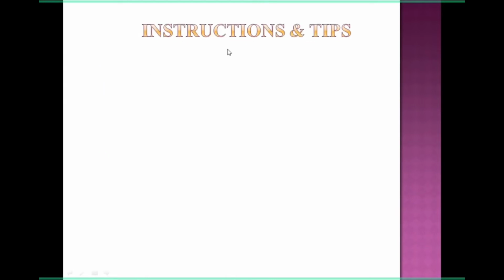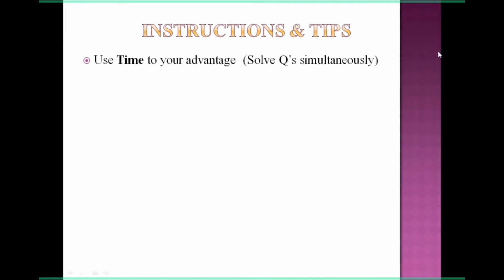So let's talk about instructions and tips for IELTS reading. First one is use time to your advantage. What does that mean? That means you have to solve the question simultaneously. Like in passage 1, suppose you get 6 true false and 7 MCQs. So while solving true false, you have also keep an eye on the MCQs.